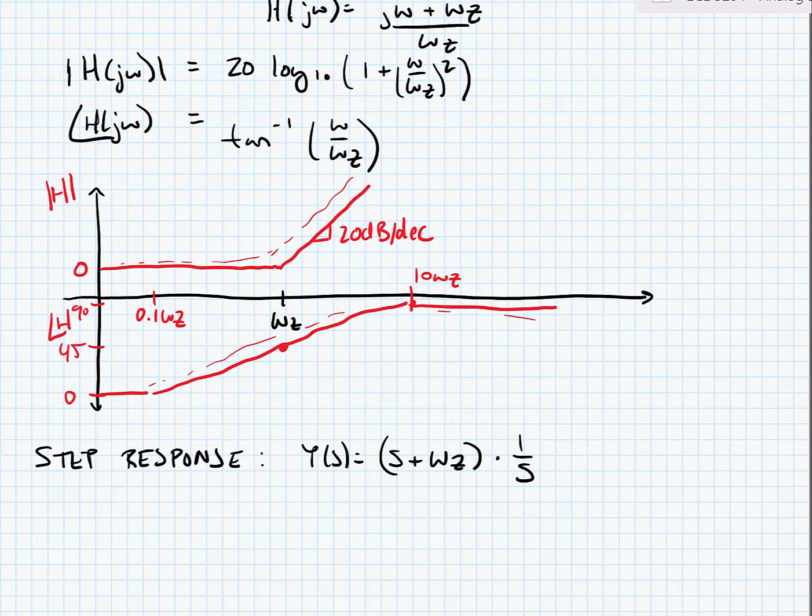Here our output, Y(s), is equal to (s plus omega z) times 1 over s. So that's H(s) times X(s), where X(s) is equal to 1 over s. y(t) is equal to the inverse Laplace transform of Y(s). All right, when we take this inverse Laplace transform, it ends up in the form.